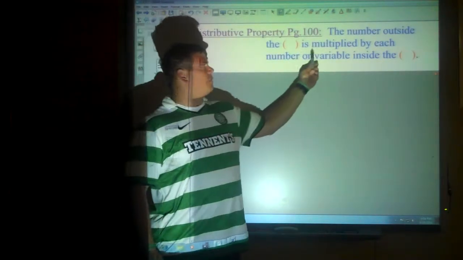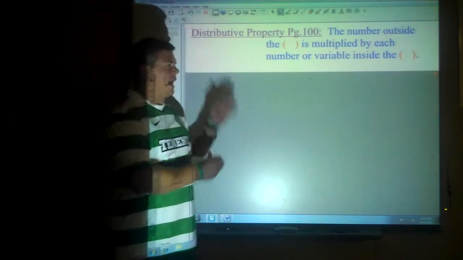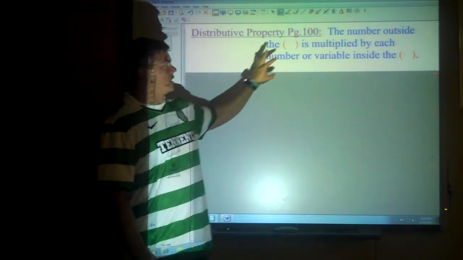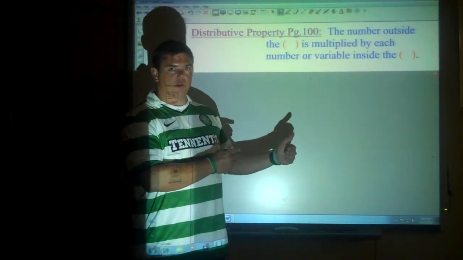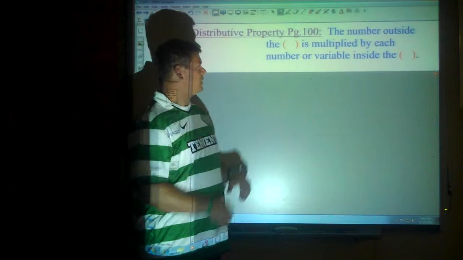This is very important. A lot of people forget that it's multiplication and they accidentally add. One of the other common mistakes is people forget to do it to all the parts inside. They'll do it to the first part of what's inside the parentheses and not the entire thing.